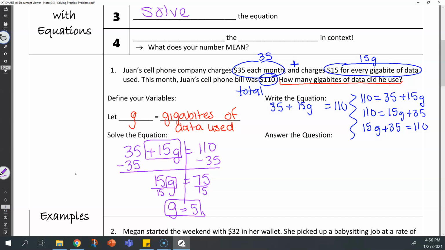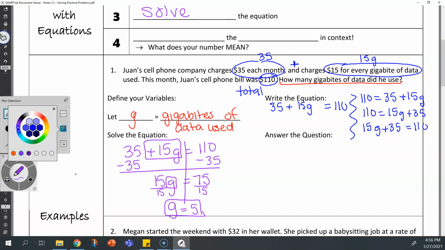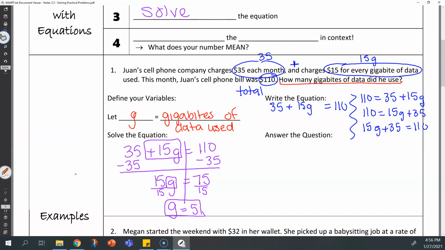Unfortunately, it doesn't actually answer the question that my word problem asked. So my last step here, after I've solved my equation, is to actually go back and answer the question in the context of the problem. Now, you can tell me G equals 5, but is that 5 cookies? Is that 5 puppies? Is that $5? Is it 5 days he went without cell phone service? It doesn't mean anything unless you actually put it back in context. Tell me, what does that 5 mean?